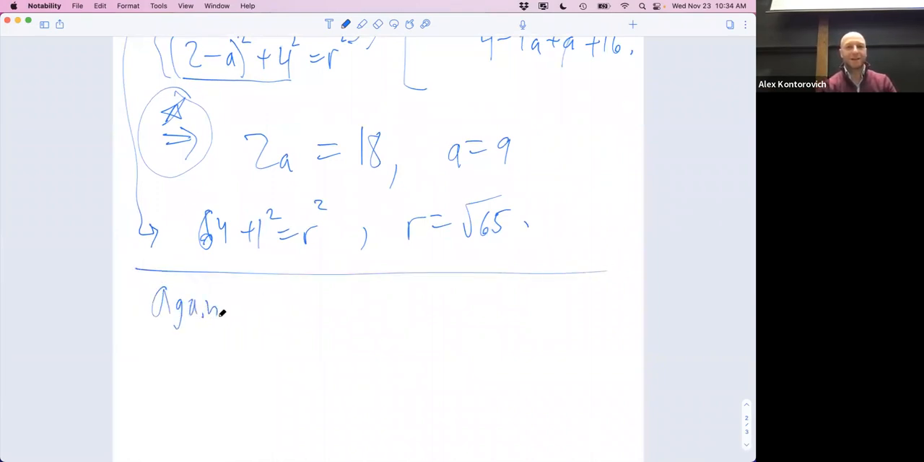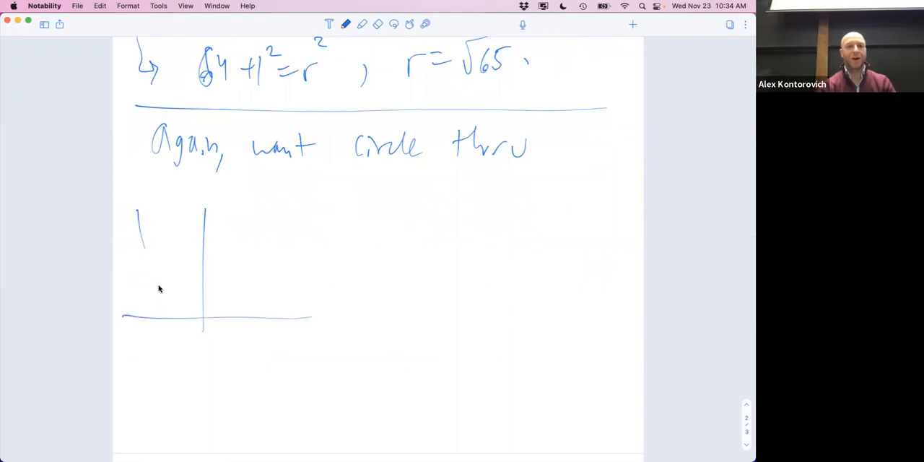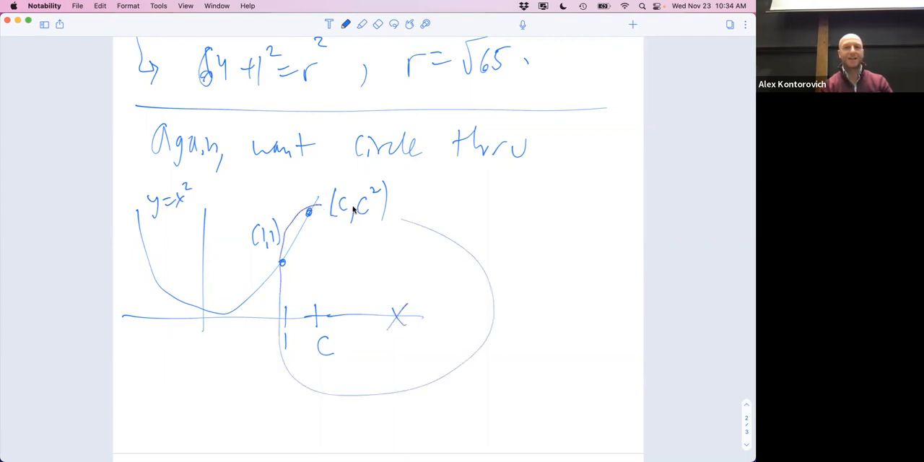Again, I want a circle through. So here's our y equals x squared. Here's the point 1, 1. And now I'll take some other point. Instead of 2, I'll take some variable c. That's my nearby point. This is the point c, c squared, because it's the graph of y equals x squared. Exactly. And now I want to try to figure out some point on the x-axis. So this is the point a, 0, which passes through both of these. Okay.